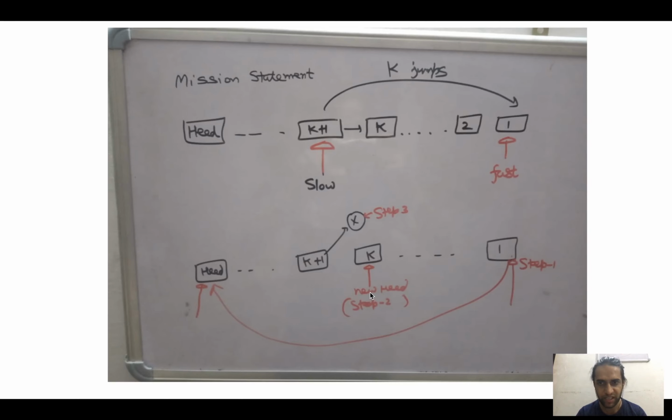So guys, the pattern is very easy. We need to take our fast pointer k steps ahead of slow, because we need to access this last pointer and this k plus 1th pointer, and after k jumps I can reach here.